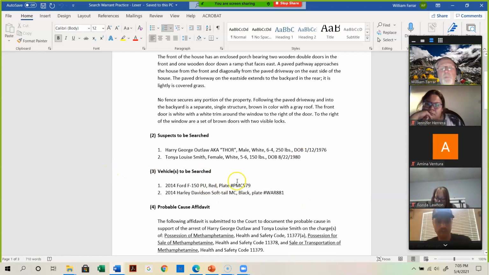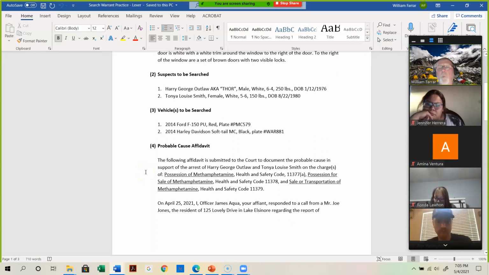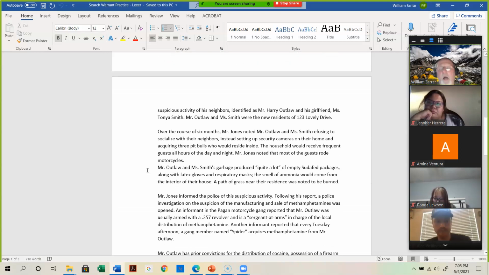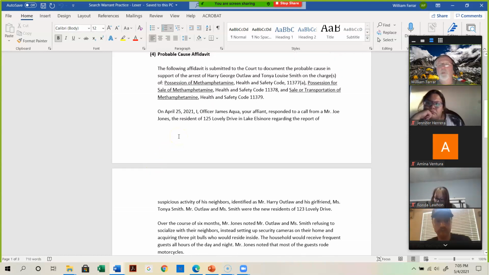This individual put the vehicles to be searched, which is fine. And then remember your probable cause. This is the part where you're convincing the judge that you have enough probable cause to search this person's house and that whatever you're looking for is going to be there. It doesn't have to be a lot, and you can almost write this like you're interviewing a person, because that's how it's going to happen when an informant or somebody tells you information. You're going to write that in your affidavit.